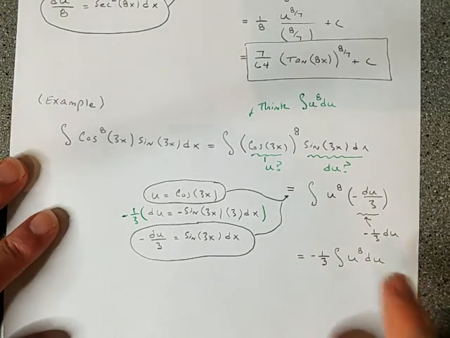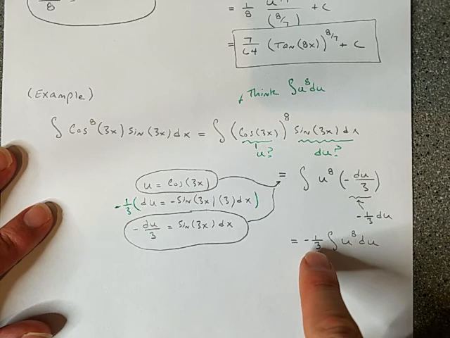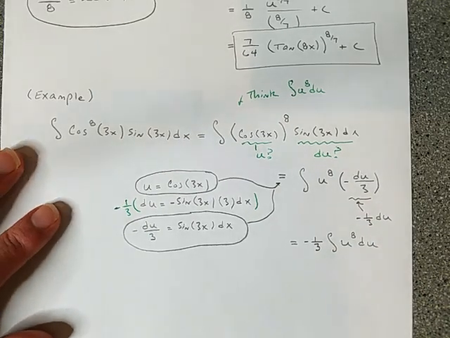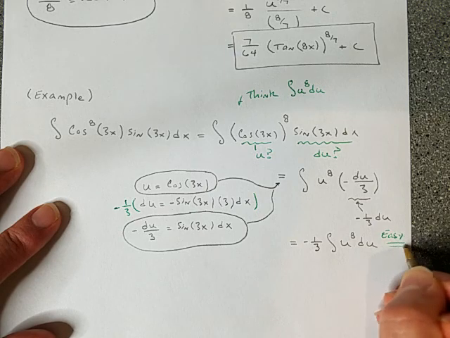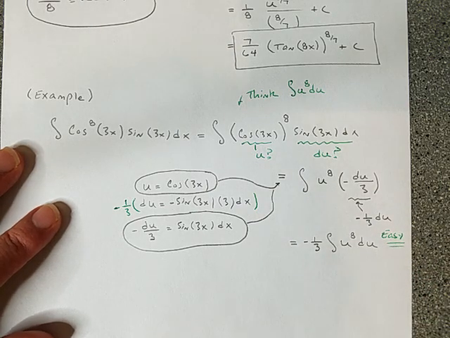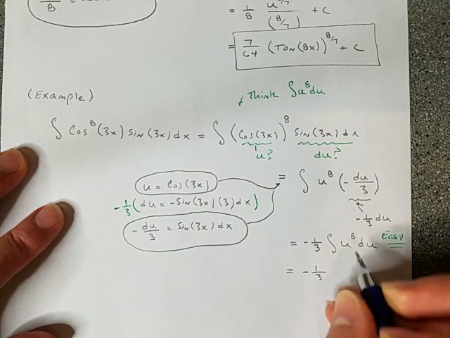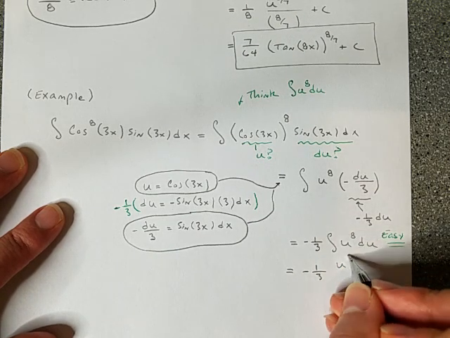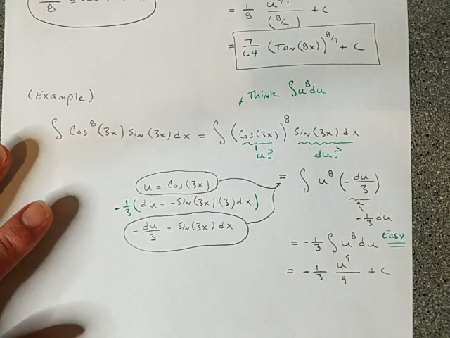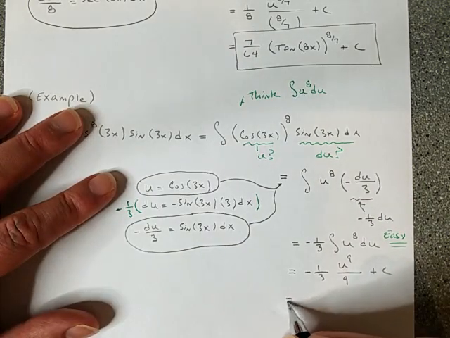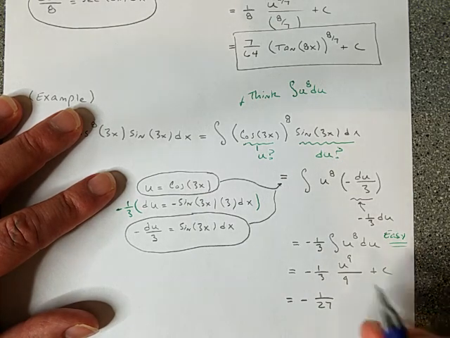Okay, and then that problem is known. We know how to do that. We should know how to do that. When we get here, it should be easy. What's the antiderivative of u to the 8th power? Well, let's see. It'd be u, you add 1 to the 8, you get a 9, and a 9, plus c. That's what you do, right? So we'll get negative 1 over 27, 3 and 9.